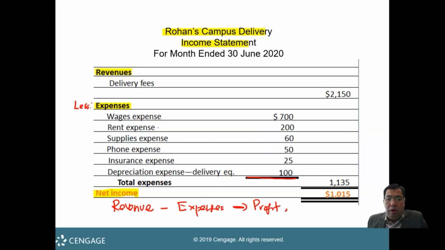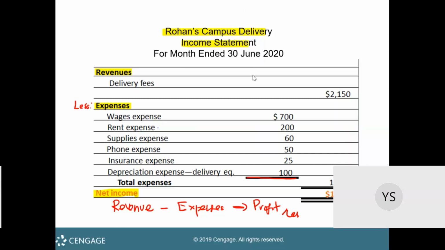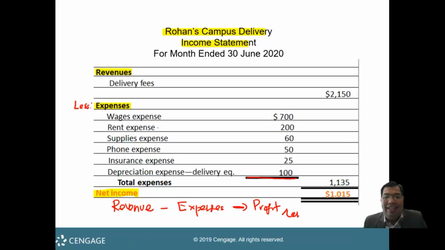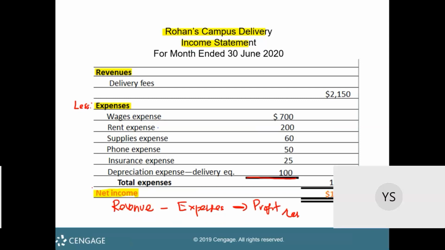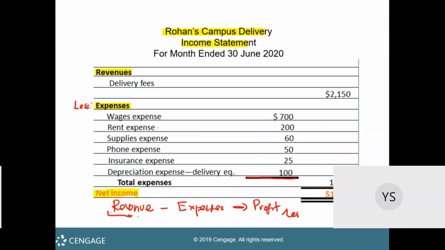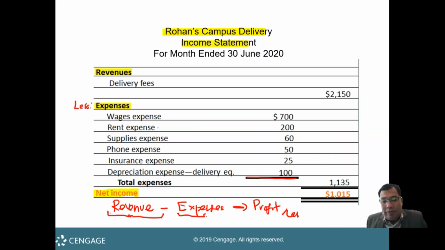Yes, a question: accounts payable is not counted as expenses? Good question. Accounts payable is a liability, yes. It's not an expense. So only these two items, revenue and expenses.